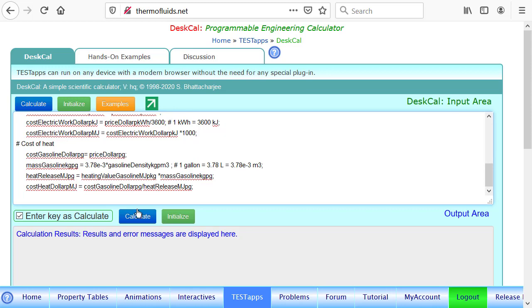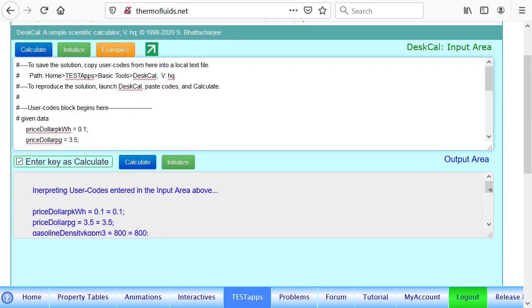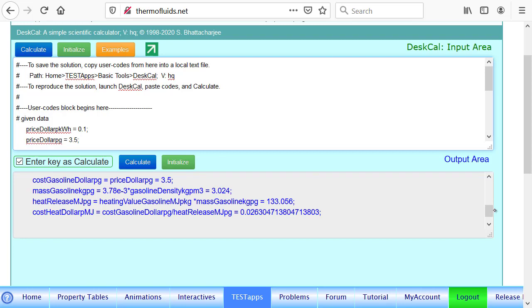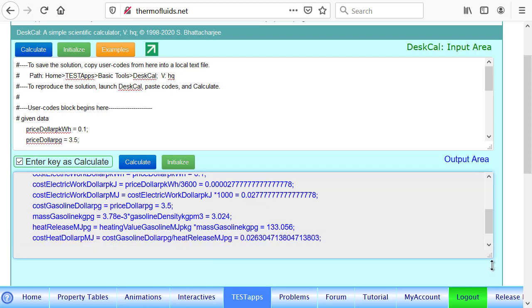So all we do now is calculate. Of course, as you enter one variable after another, the calculation will be done continuously. So look at the final prices. The cost of heat is about this many dollars, which is 26 cents, whereas the cost of electric work per million joule is about 28 cents, at least for this particular case.